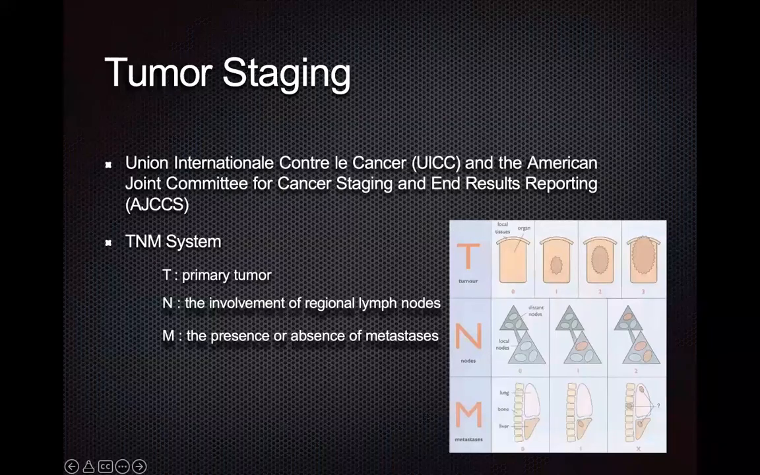So there is one more staging system. The Union International Contre le Cancer, or UICC, and the American Joint Committee for Cancer Staging and End Results Reporting, or AJCCS, proposed the TNM system. What is the TNM system? I promise you that this TNM system will make it quite easy to identify what stage of cancer a patient has. T is the primary tumor, N is the involvement of regional lymph nodes, and M stands for the presence or absence of metastasis.